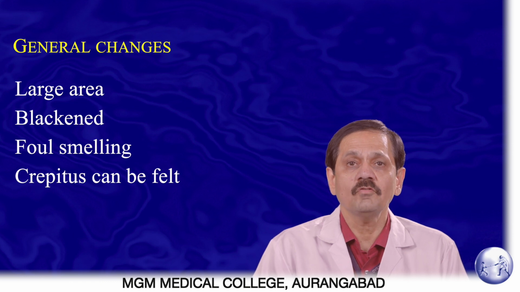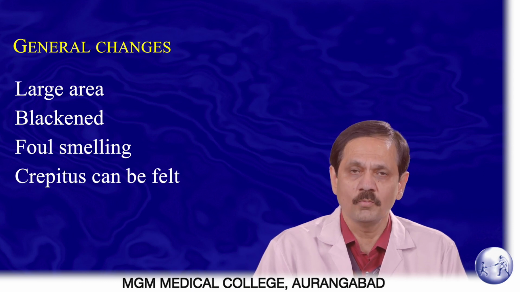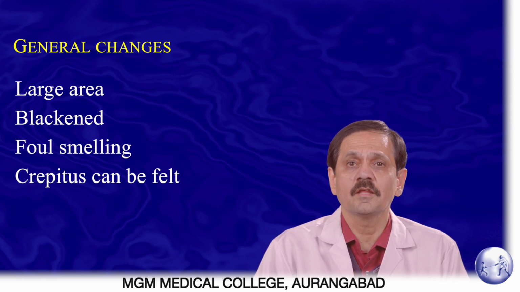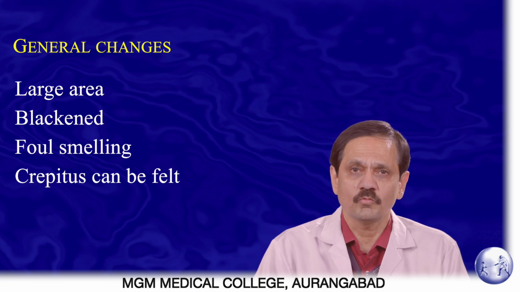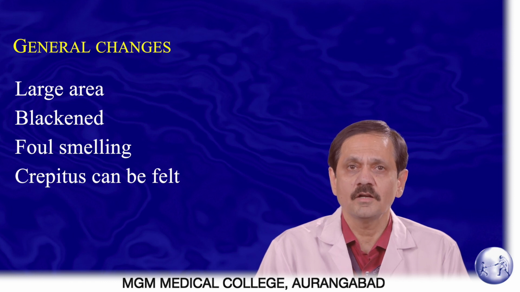So, why is it foul smelling? The reason is that because of the saprophytic bacteria, there is decomposition of the tissue that leads to liberation of various gases like indole and skatole that give a typical foul smell. Third, you can palpate the typical air crepitations in the gangrenous tissue. This is because there is fermentation of glucose that leads to liberation of gases, and that causes the formation of crepitations.